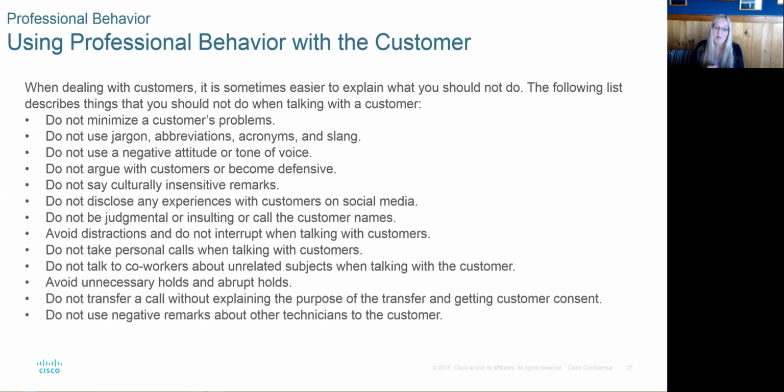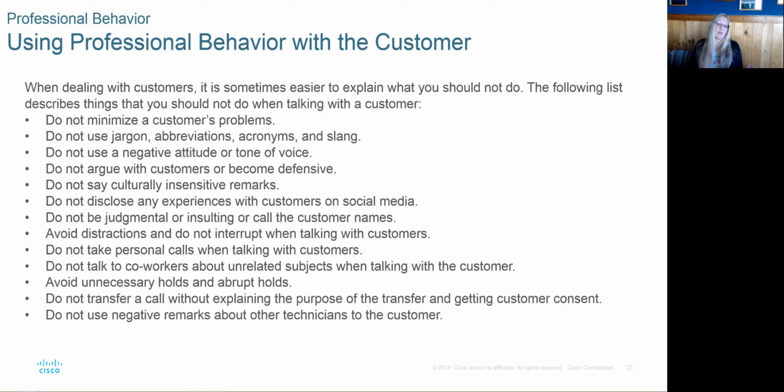Culturally insensitive remarks, you need to definitely keep things very, very PC, just because that's what you need to do. It's professional. Don't forget that you are not only yourself, but you are representing your company. Don't be judgmental or insulting with the caller.